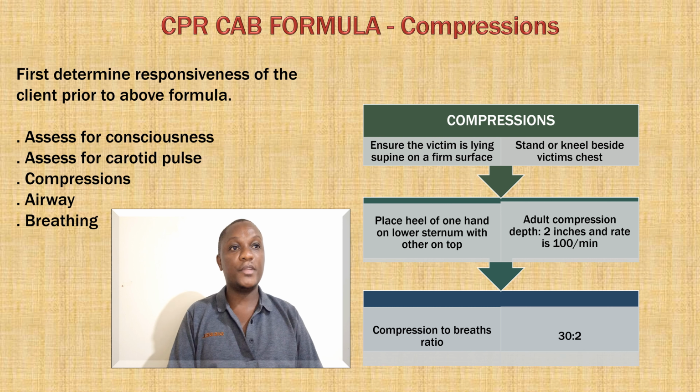For adult compression, the depth is usually 2 inches at a rate of 100 per minute. The ratio of compression to breath should be 30:2. 30 compressions, 2 breaths.